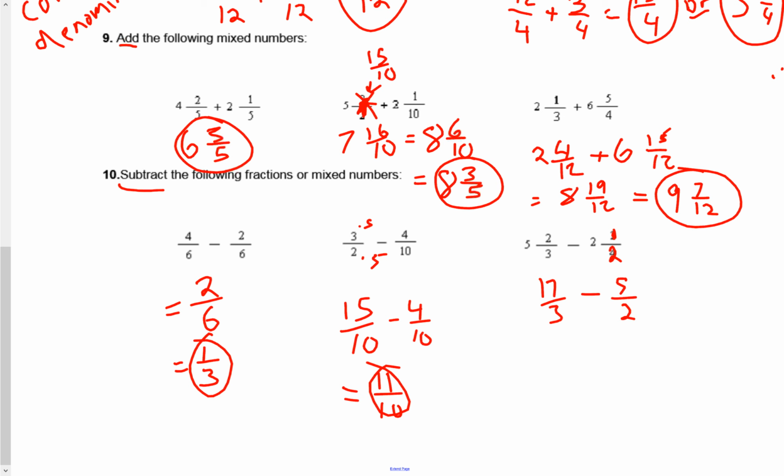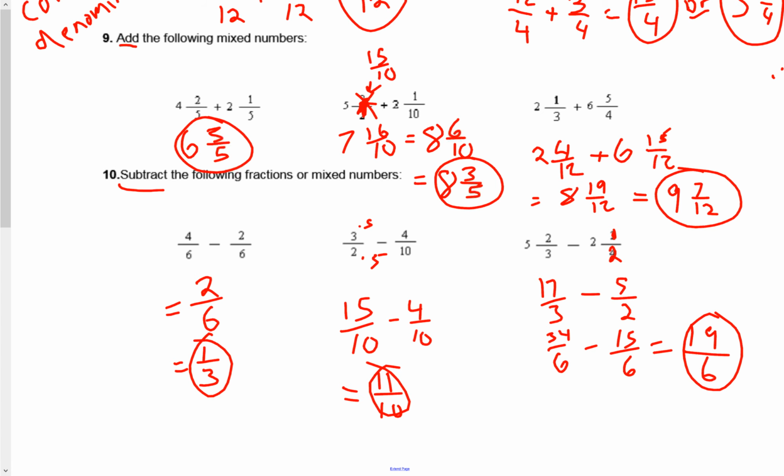Alright? Now we want to change it so that it has a common denominator. And that common denominator for this one is going to be 6. So we have to multiply the left one by 2. So we get 34 sixths minus, multiply this one by 3. So we get 15 sixths. And now 34 minus 15 is 19 sixths. Or if you want to write it as 3 and 1/6, I think that would be a mixed number form of it.